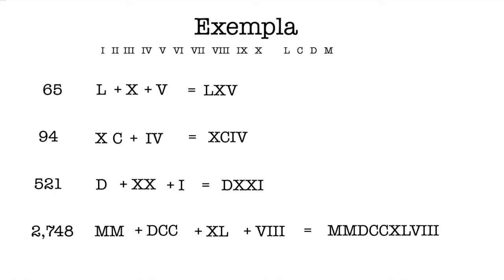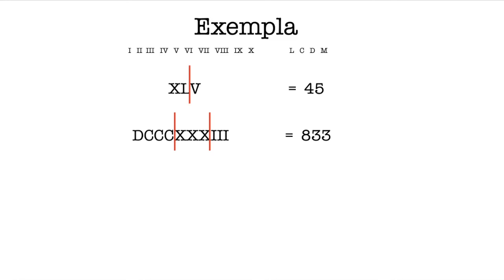And now let's practice some the other way, where they're in the Roman numeral and we've got to figure out what they are. So XLV, so XL, that's 10 before 50 gives us 40, and then V is 5, so that equals 45. Here's a longer one, so let's break this one down. So we've got DCCC, which gives us 800, and then XXX is 30, and then 3, so 833.